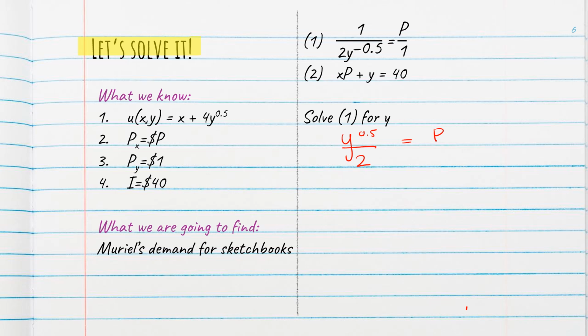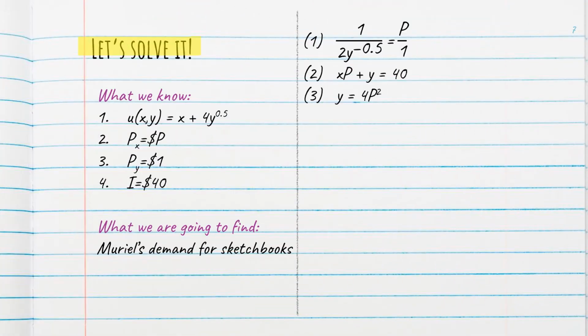So what are we going to do from here? I'm going to multiply both sides of the equation by 2 in order to isolate Y to the 0.5. So I have Y to the 0.5 is equal to 2P. And then I need to find Y, so I'm going to square both sides of my equation. And I'll get Y is equal to, not 2P squared, but 4P squared. The reason is both terms in this parenthetical are raised to the power. That includes both the 2 and the P. We'll call this equation 3.